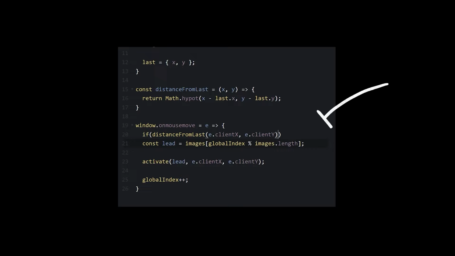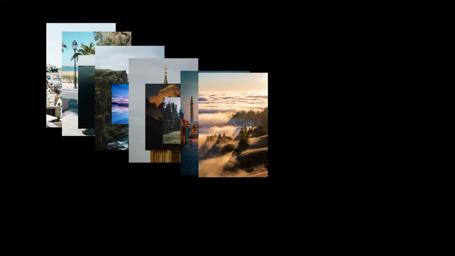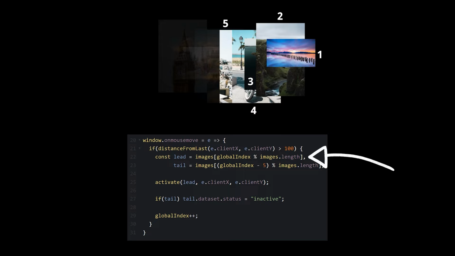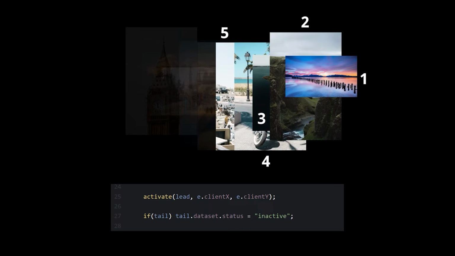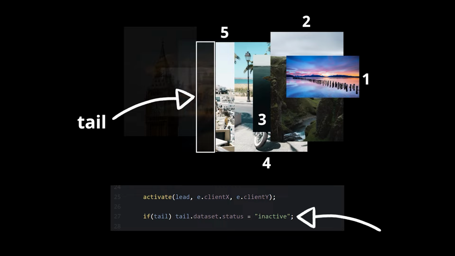Our image trail looks good, but it's too long. As we decided before, we need to restrict its length down to 5. In the same way that we determine the index of our leading image, we can determine the index of the next image to deactivate by subtracting the number of images in our trail from the global index and then modding it by the total number of images. Now, after the activate step, we can check if the tail image exists, and if so, set it to inactive, which will hide it from view.